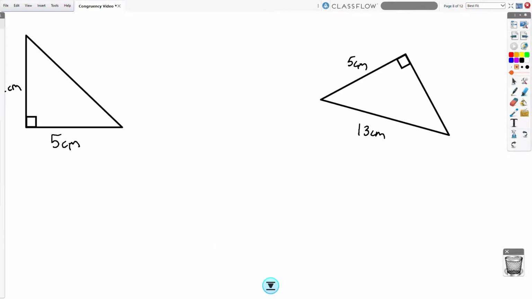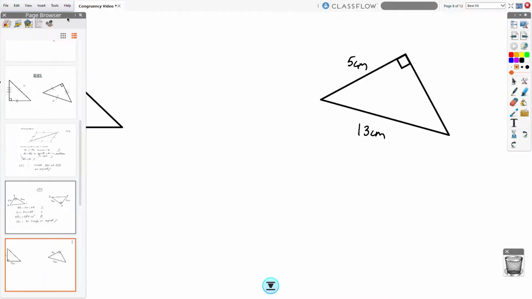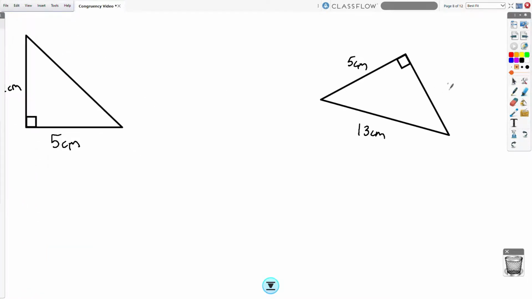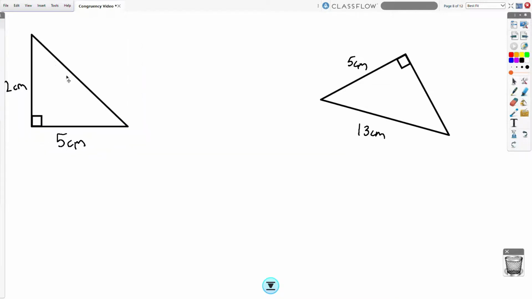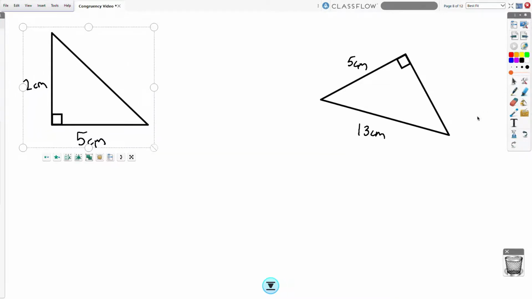Next. So here you can tell we have a right angle, so we probably want to use RHS. Now the only problem sometimes you might find is we're given two different lengths. So this should be a 12. So on one triangle we have a base of 5 and a height of 12. On the other triangle we have a base of 5, a hypotenuse of 13.